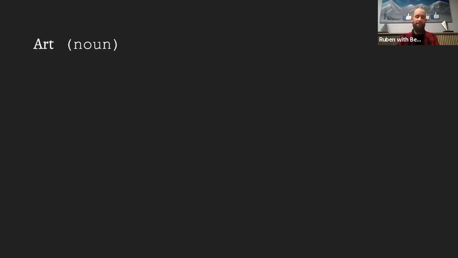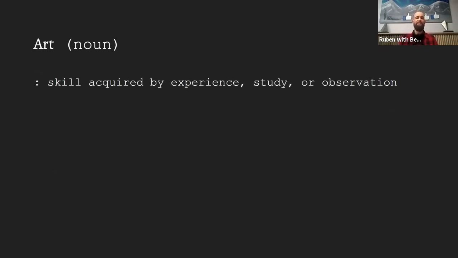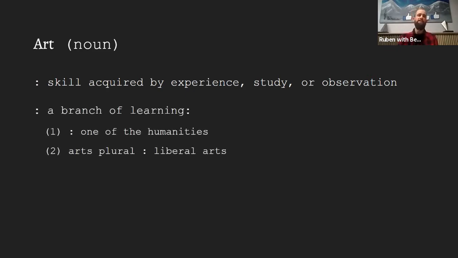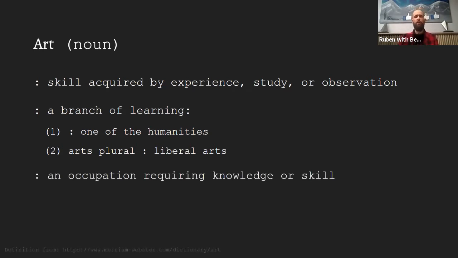If this is not strange enough, then let's go and look at the dictionary. So art, as it's defined in the dictionary, or one of the first definitions, is that it's a skill acquired by experience, study or observation. So when we are thinking about Mona Lisa, for sure we are thinking that that's a piece of art, that's beautiful art, we are definitely not thinking about the skill, the experience, the study or the observation. Another definition is that it's a branch of learning, which is correct, but not exactly, once again, what we're looking for. And the last definition that I found in this particular dictionary is that it's an occupation requiring knowledge or skill. And if you think about it, that actually completely matches our own profession, that, well, it's an occupation that requires knowledge and skill.